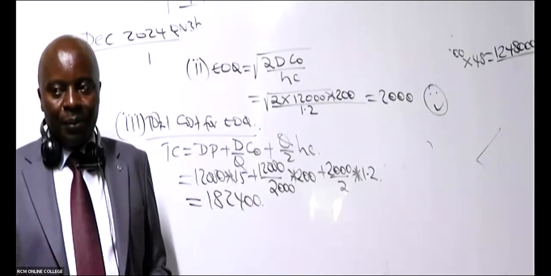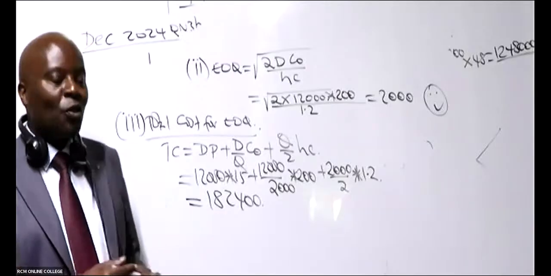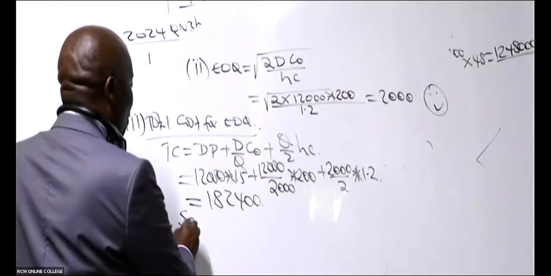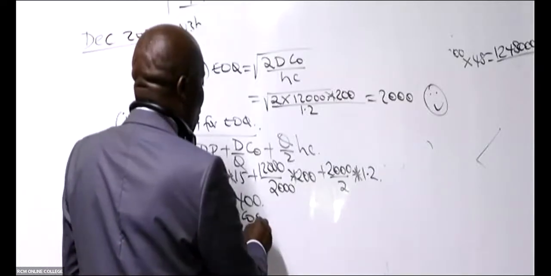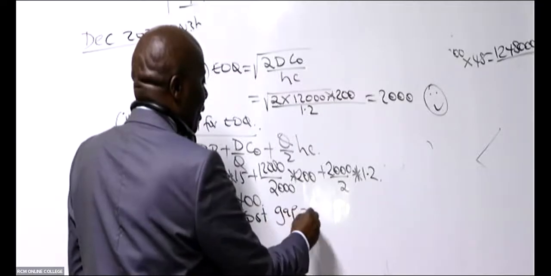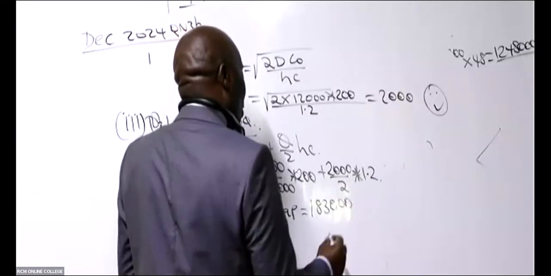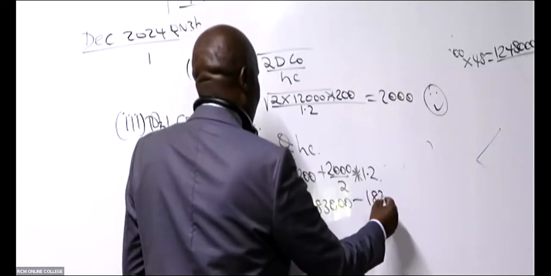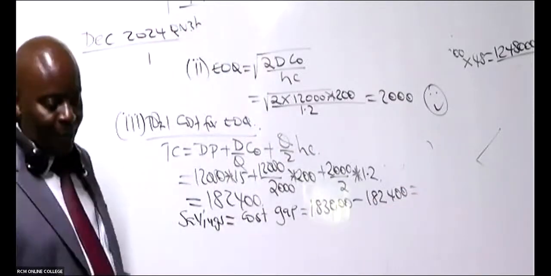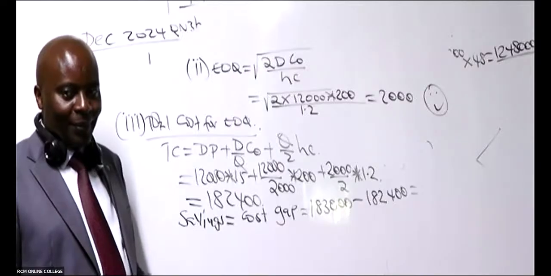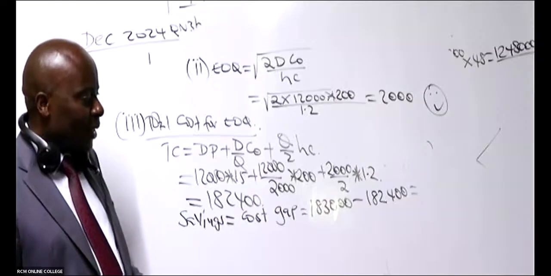And in some cases, they'll ask you for savings. When they ask you for savings, savings is also known as the cost gap. You take the expensive cost minus this lower cost. So how much will I end up saving? The saving is 600, right?